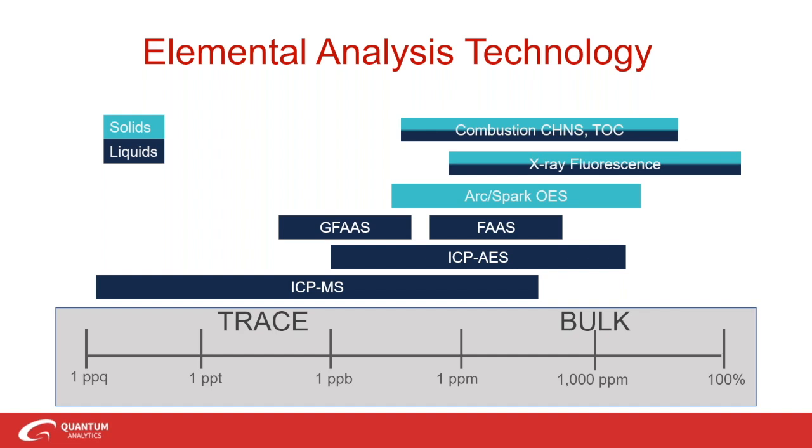So you can look here, you got elemental combustion gas analysis, which is great for carbon, hydrogen, nitrogen, and sulfur, even TOC analysis. Obviously our topic today, X-ray fluorescence, arc spark OES or optical emission spectroscopy, flame atomic absorption spectrometry, graphite furnace atomic absorption spectrometry, inductively coupled plasma ICP-AES, also called ICP-OES, and ICP-MS, inductively coupled plasma mass spectrometry.